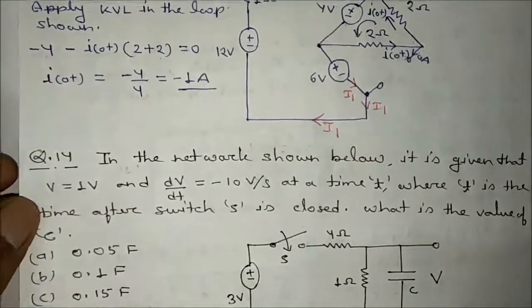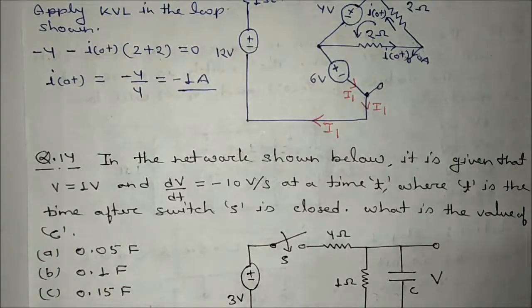What is being asked in this problem? In the network shown below, it is given that V is equal to 1 volt and dV/dt is equal to minus 10 V/s at a time t, where t is the time after switch S is closed.